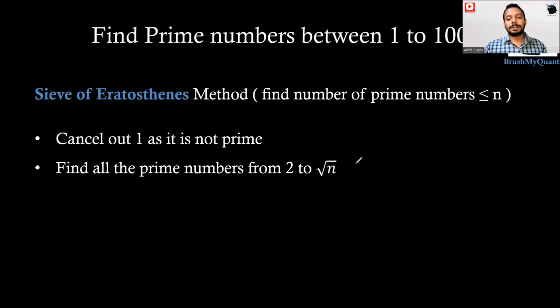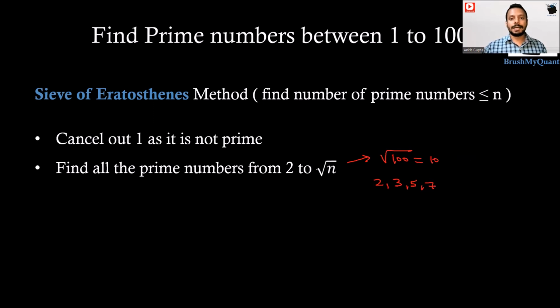Let's take an example. In this case, n is equal to 100. So the square root of 100 will be nothing but 10. So we need to find all the prime numbers from 2 to 10. And as we know, prime numbers have only two factors, 1 and the number itself. So the prime numbers between 2 and 10 are 2, 3, 5, and 7.